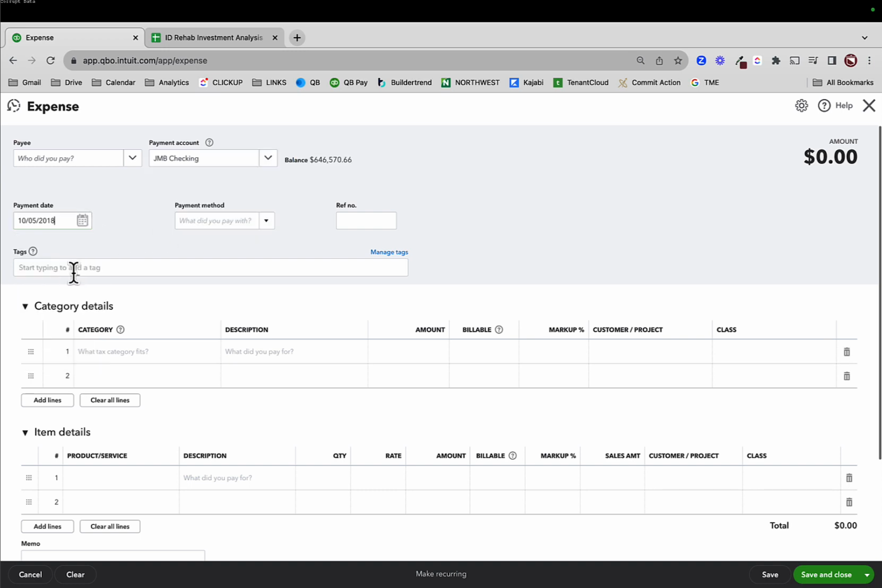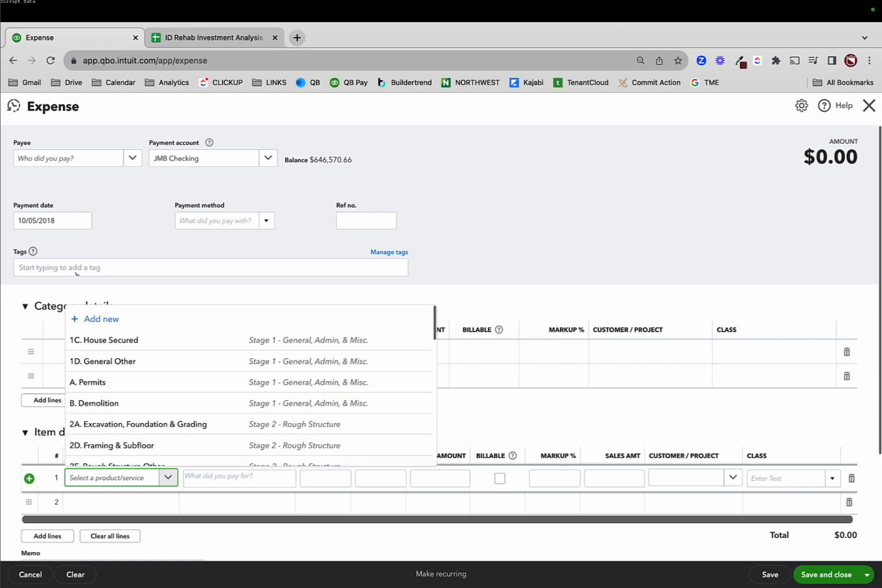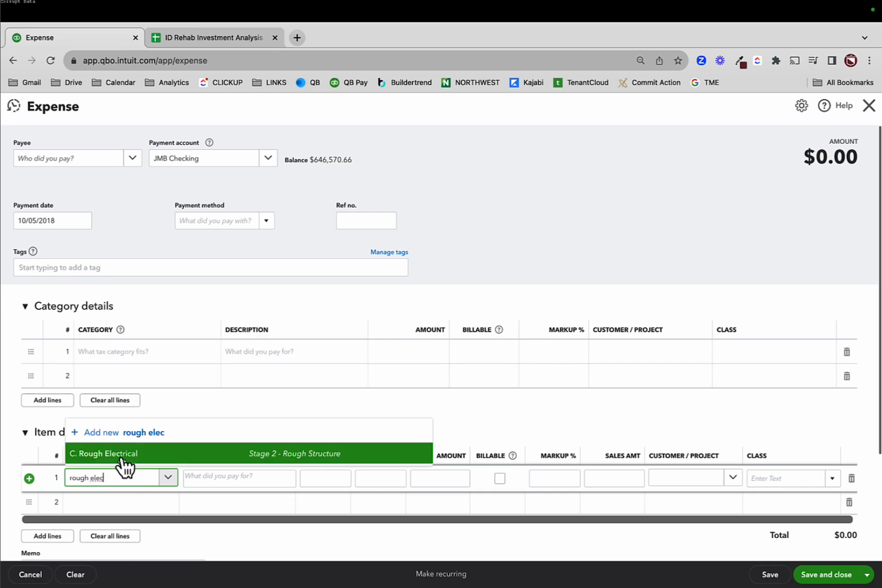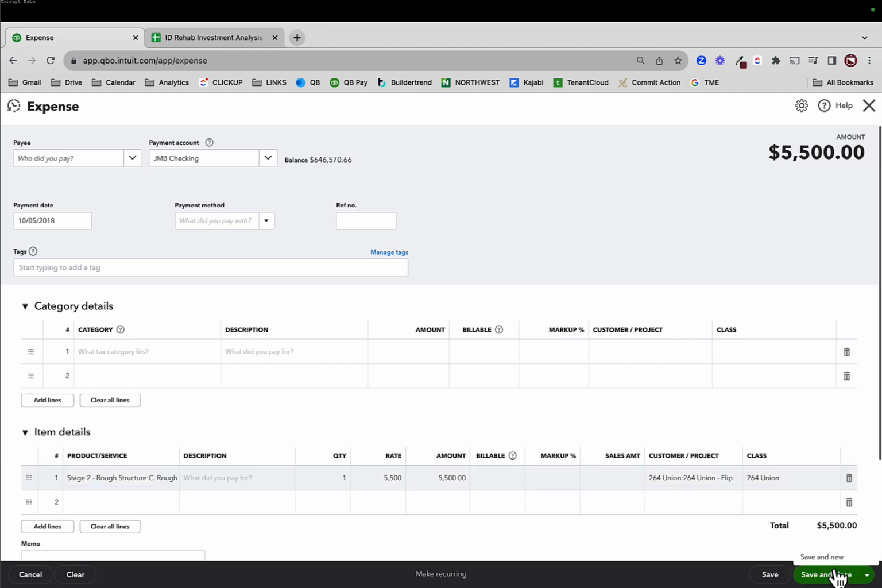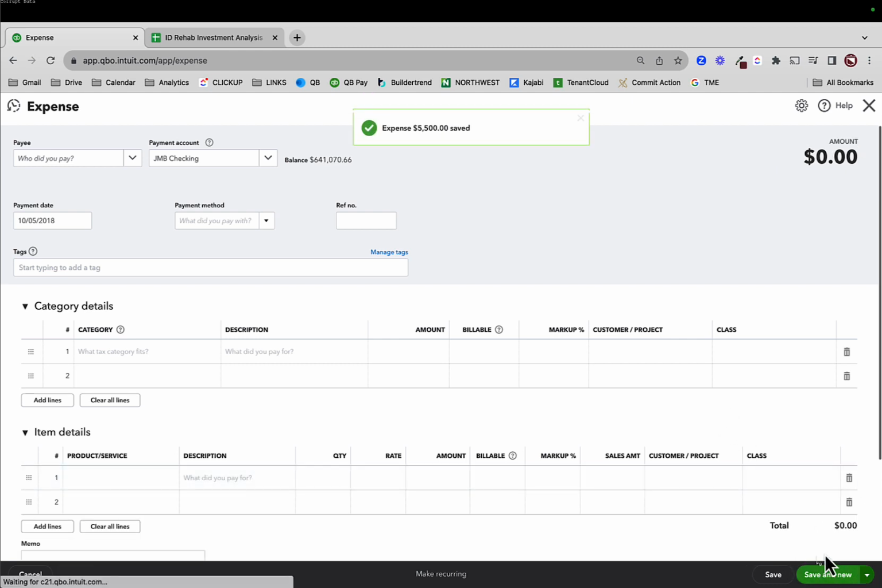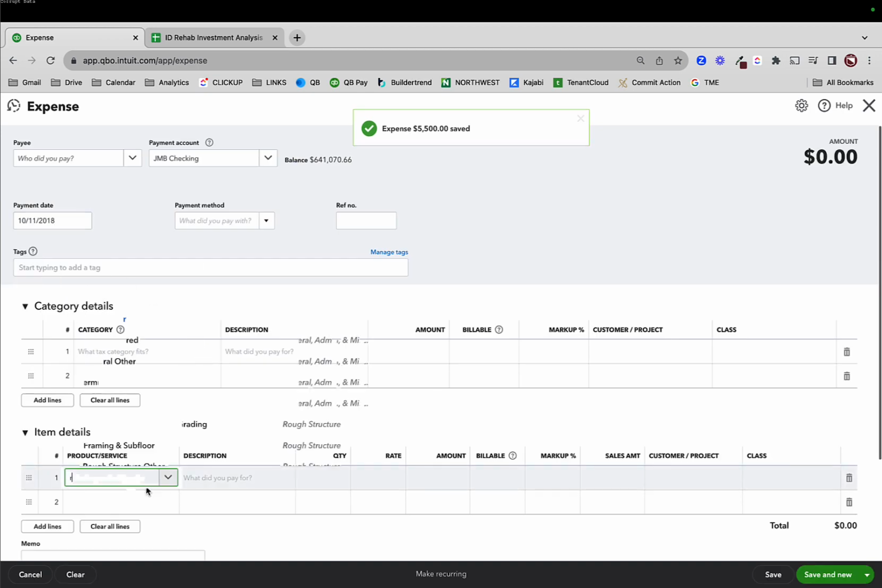So let's say that we make some payments. Now here, I'm going to use products and services, not category, because I'm doing my renovation. So I'm going to do like rough electrical. Okay, let's say that I spent $5,500, and here I'm going to indicate my project, and if you can, class as well. Okay, let's save and new. Let's do a few of these. All right, so I got my rough electrical, then maybe I'm moving through and I have now like rough plumbing.